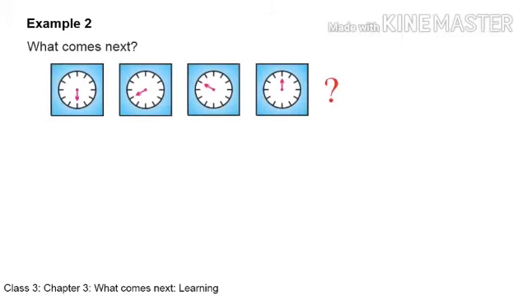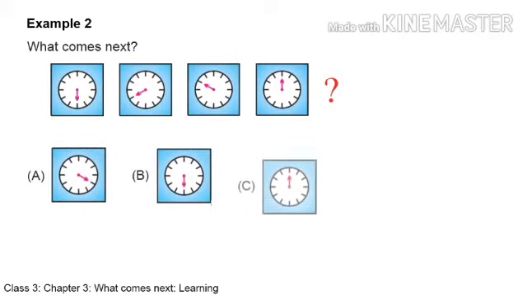Let's have a look at the second example. Let's find out what comes next in this series. Look at all the options carefully. We have option A, B, C, or D.